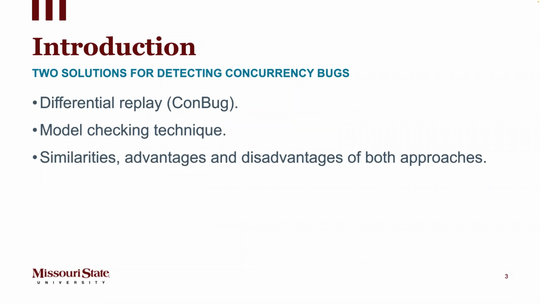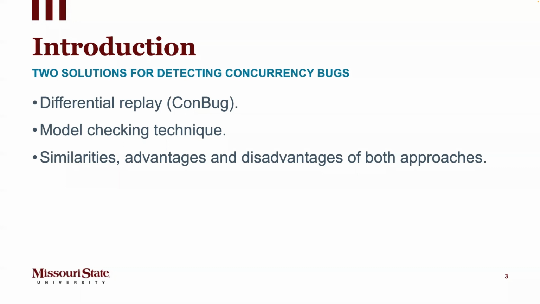Two distinct approaches to figuring out concurrency issues are mentioned in this presentation. They are differential replay using a tool called ConBug and a model checking technique. Based on their similarities, benefits, and drawbacks, these two systems will be compared and evaluated.